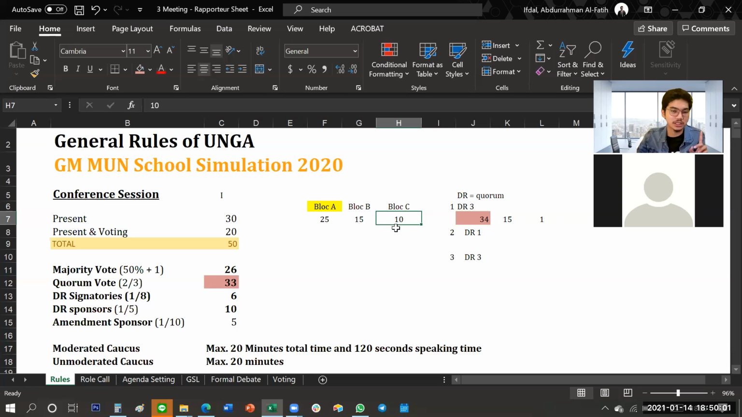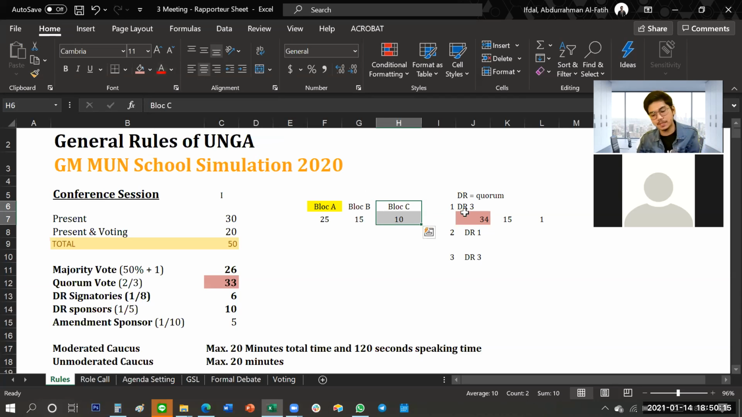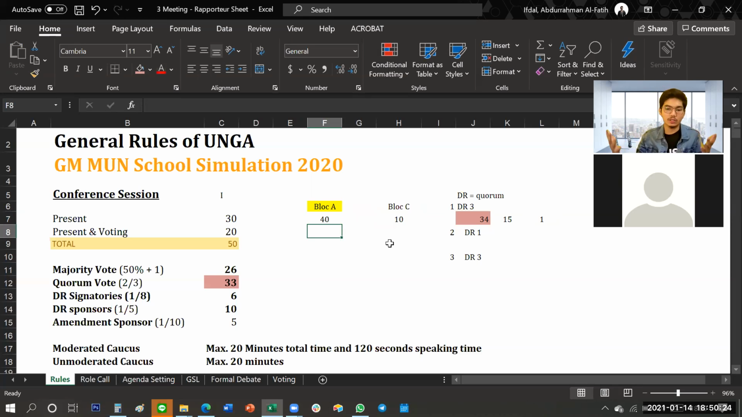Do you have to do this? Yes, if your condition is like block C. Block C only has 10 delegates inside. They definitely have to lobby and also persuade people to choose and vote for their draft resolution. The case will then happen, for example, block B merges with block A and they have 40 delegates. Block A and B merge and all delegates from block B choose to join block A. Block A has 40 signatories.